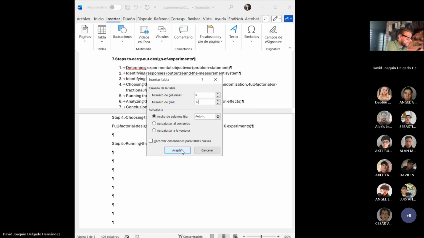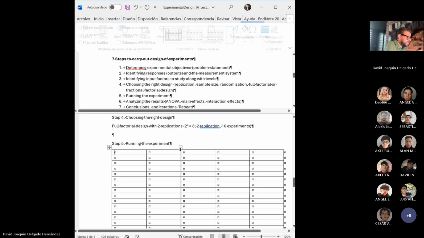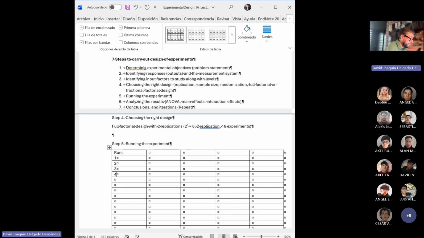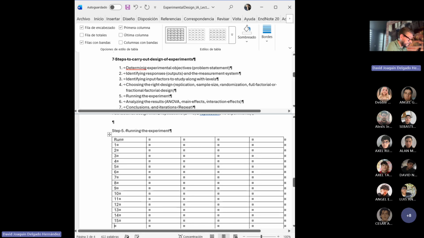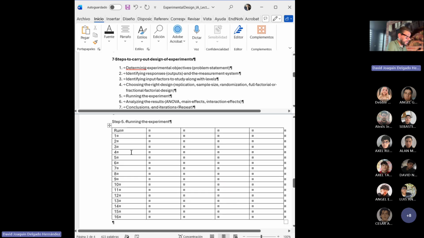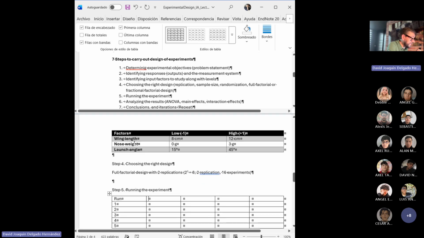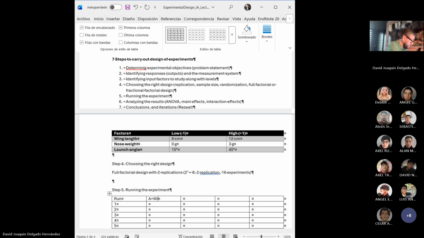So this is the run. We are going to have 16, as I said, 2, 3, 4, 5, 6, 7, 8, 9, 10, 11, 12, 13, 14, 15, and 16. Perfect. So here we are going to have the first factor, which is the wing length. Let's call it A, which is the wing length.